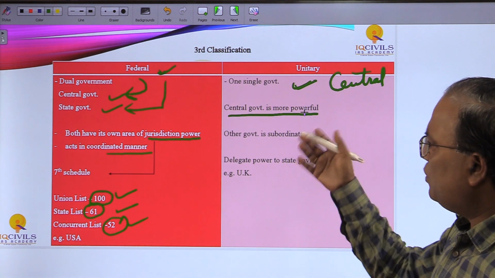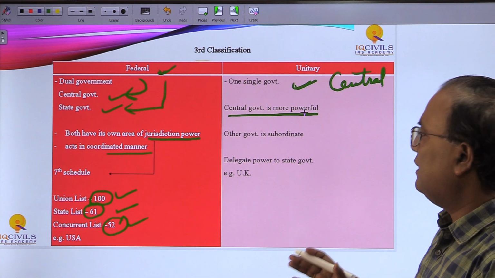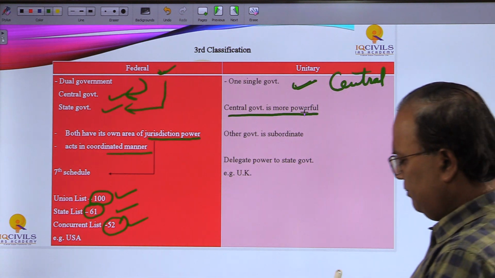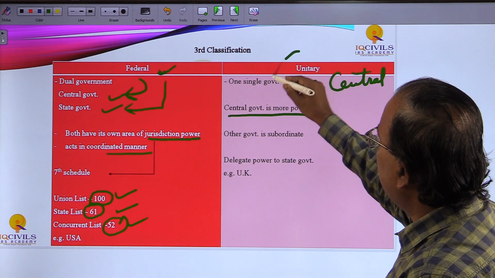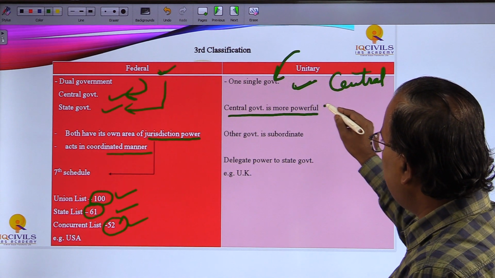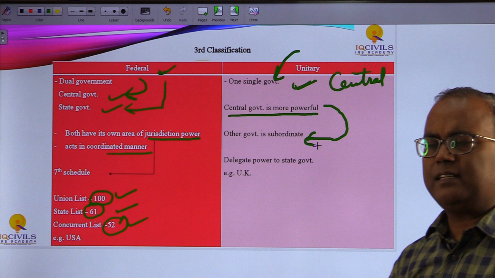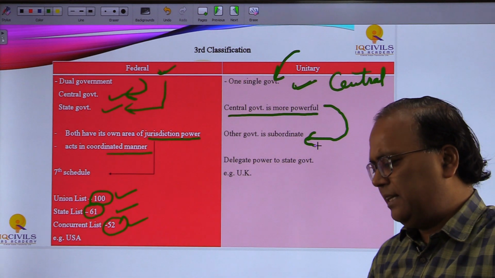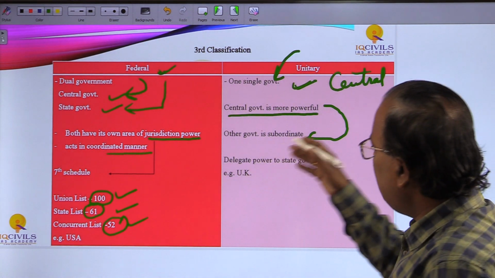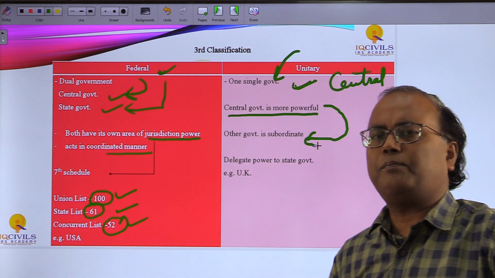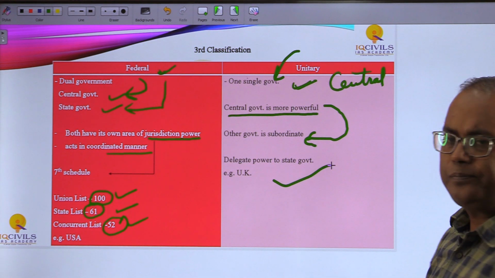So although there are subordinate governments at the state level and at the district level, you still have to understand that ultimately the power given by the constitution is to the central government, and that central government delegates its power to the subordinate government at the state level. So delegation means what? Whenever the central government thinks that it is fit to take back that power, it can take it back. Okay, so the state governments ultimately depend wholly on the central government, and that is the case of the UK.